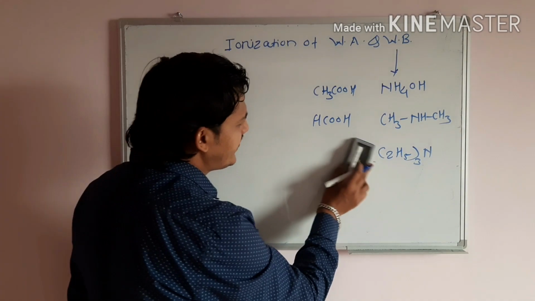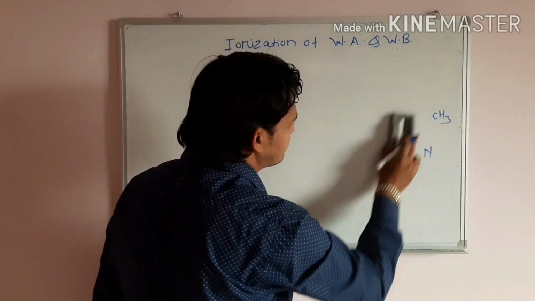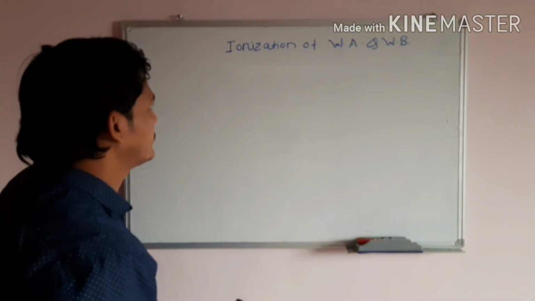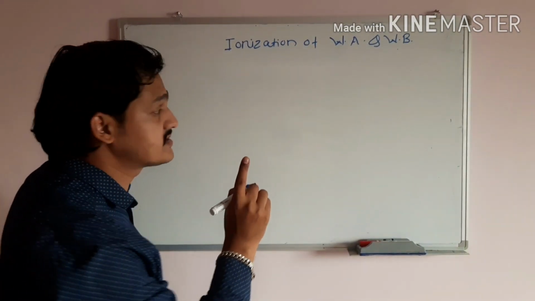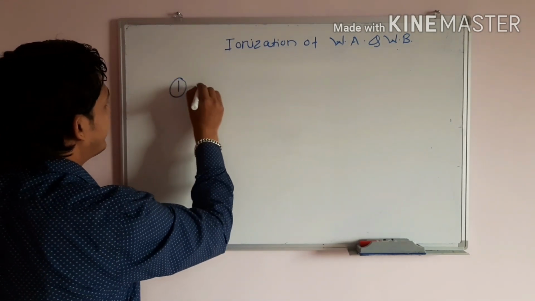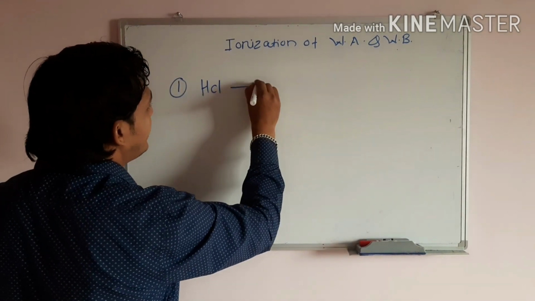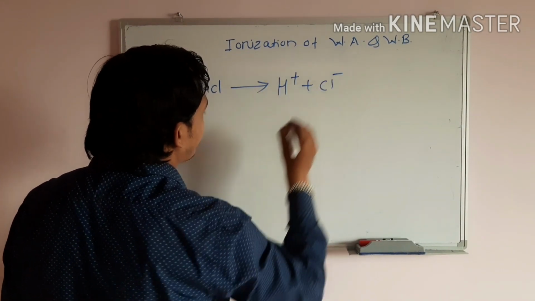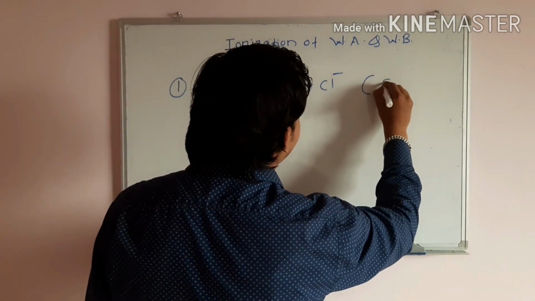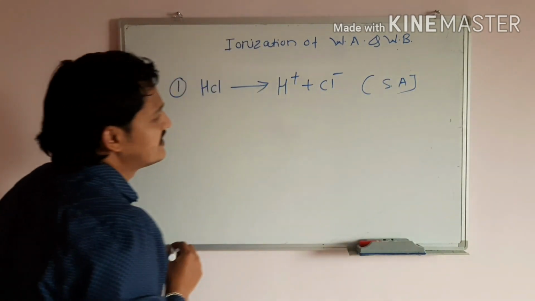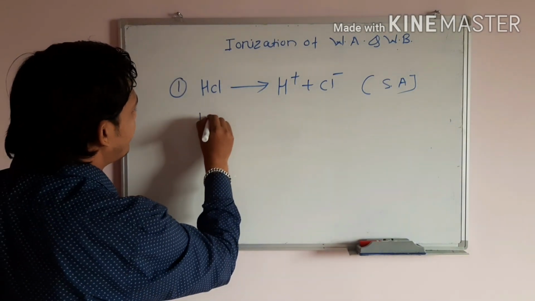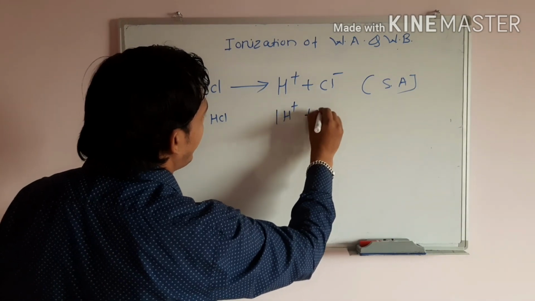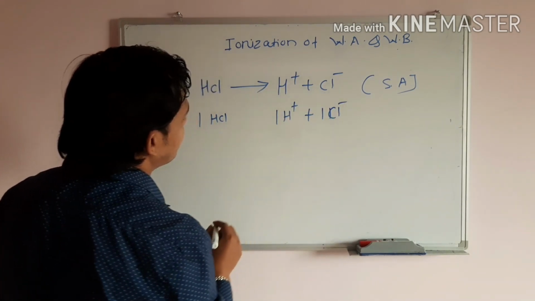In ionization or dissociation, there is not too much difference. Not too much difference regarding ionization and dissociation. Now, in case of HCl, the point to remember is that HCl is dissociated as H plus and Cl minus. As we know, it is a strong acid. If I am taking 1 mole of HCl, then it will produce 1 mole of H plus and 1 mole of Cl minus ions.